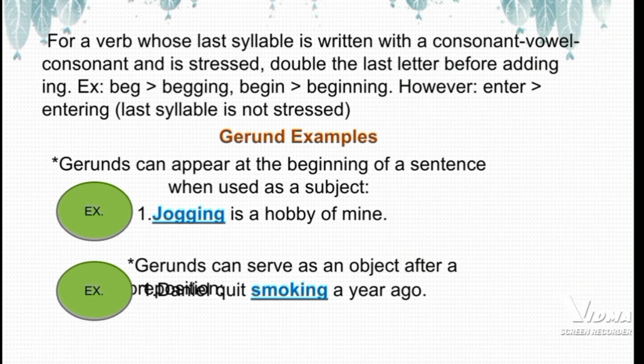Here is another example of gerunds. Gerunds can appear at the beginning of a sentence when used as a subject. Example, gerund used as a subject: Jogging is a hobby of mine. Jogging here is not a verb but the subject of the sentence, and it is a gerund because it ends with -ing.